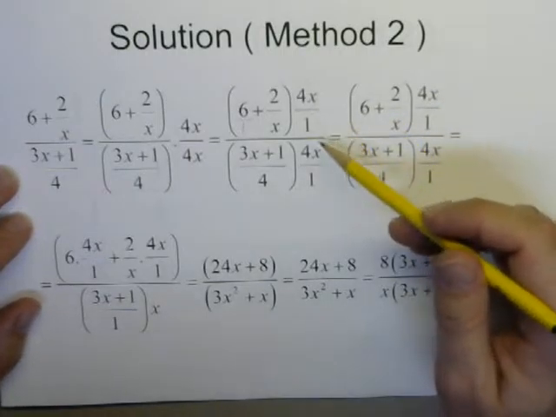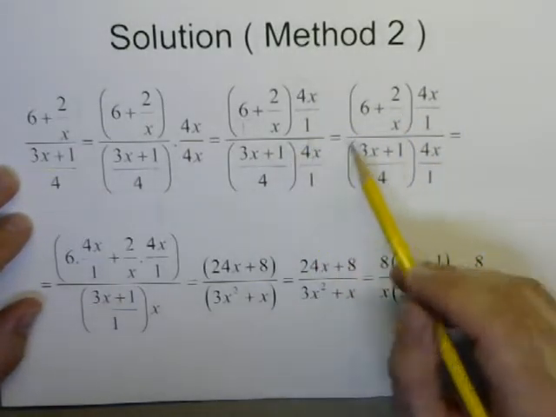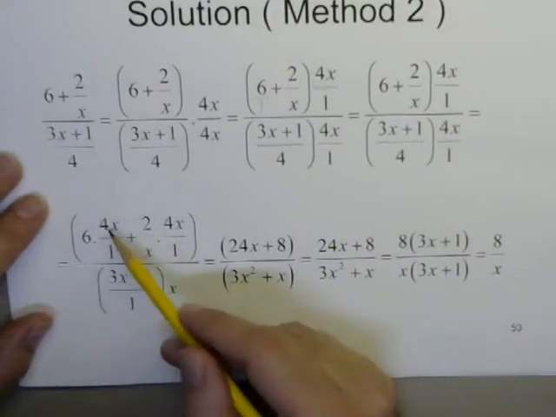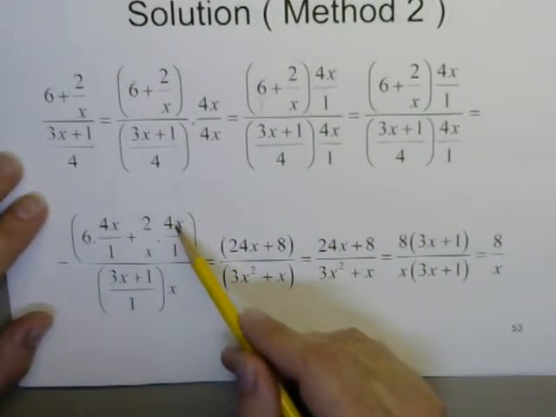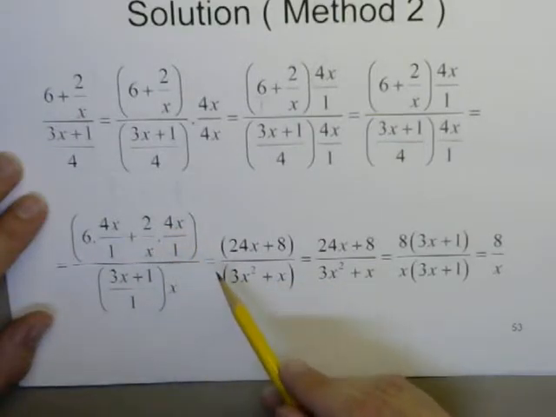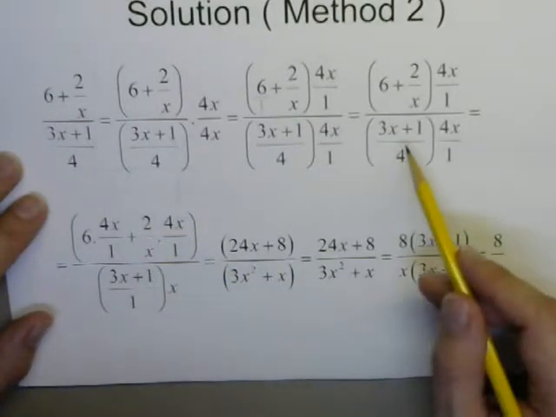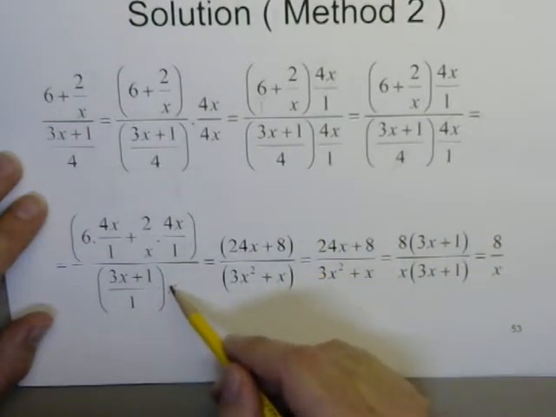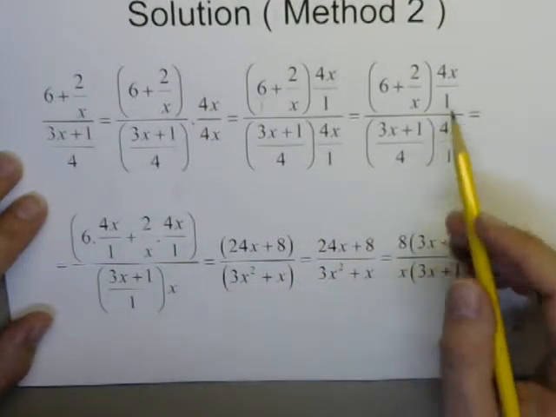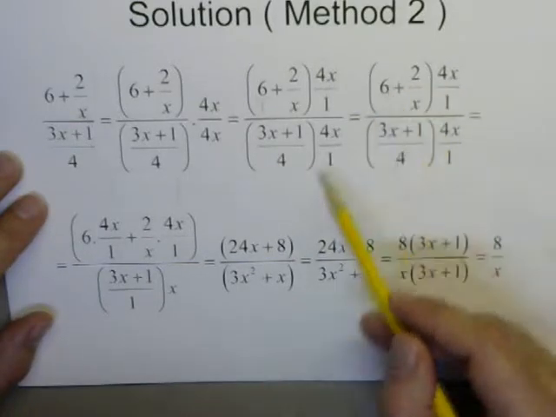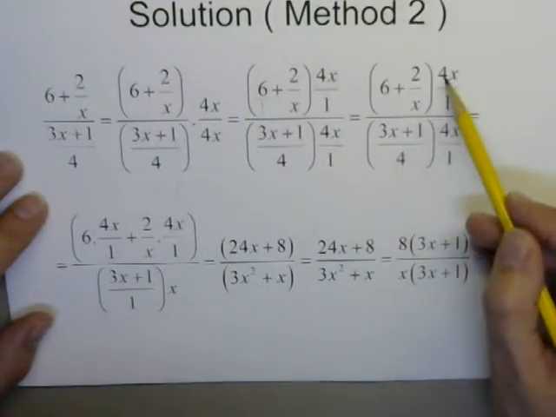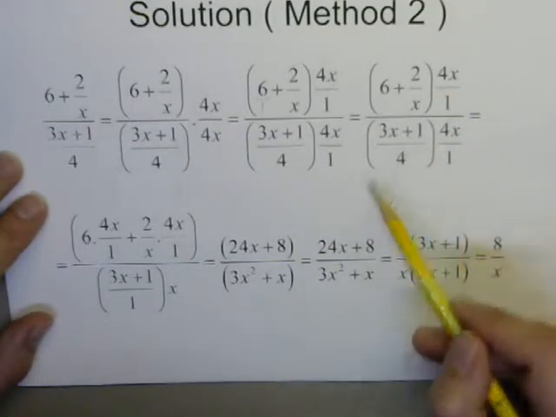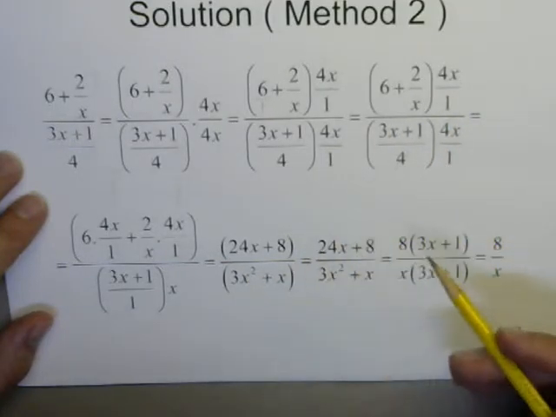Just writing it that way, I don't know why I had this step in here twice. So multiplying that through, you'll get 4x times 6, and 4x times 2 over x, and then here again, this 4 and that 4 will cancel, so you'll just get x times 3x plus 1. So essentially you'll get 24x here. Here the x's will cancel, so you'll get 4 times 2, or 8. Here, you'll get x times this, which is 3x squared plus x.